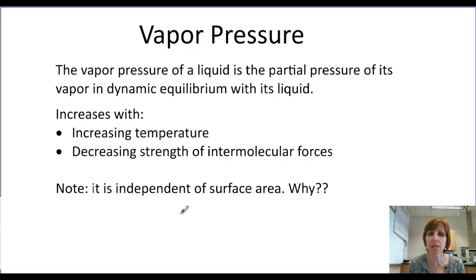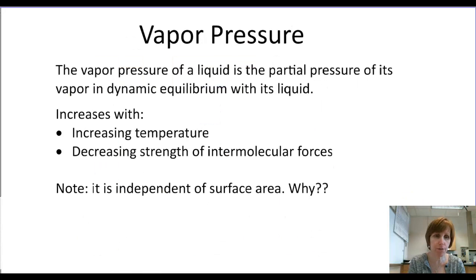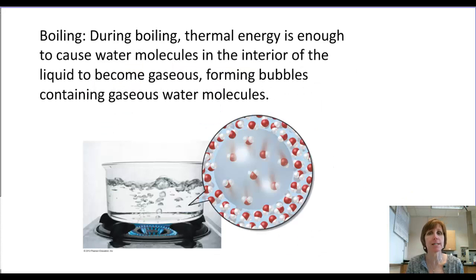It is independent of surface area, and this is because, you'll remember, let's go back to our little diagram. Dynamic equilibrium is when these two rates are equal. So when the change to a gas is the same as the change from a gas to a liquid. So if we increase the surface area, it won't matter. To be at equilibrium, it has to be the same rate of change. So the rate of change will be equal whether it's in a very small Erlenmeyer flask or a very large Erlenmeyer flask.